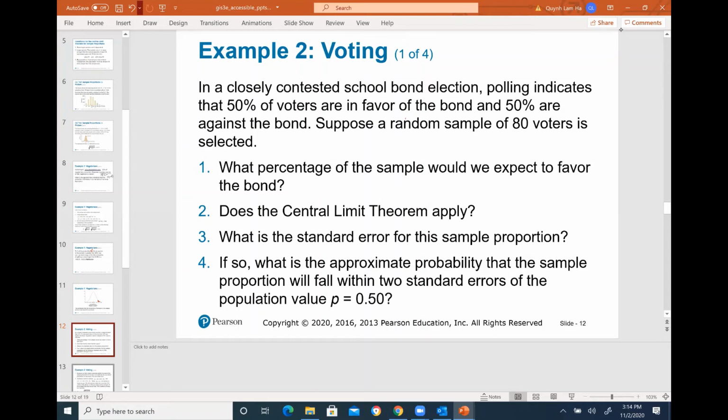Does the central limit theorem apply? This applies when you're testing all 3 conditions. Number 3, what is the standard error for this sample proportion? It means after number 2 is satisfied, you can go ahead and find SE by using the formula of SE for the sampling distribution. And then you're testing whether it falls within 2 standard errors. Falling within 2 standard errors means they're talking about 95% in the middle of the data.